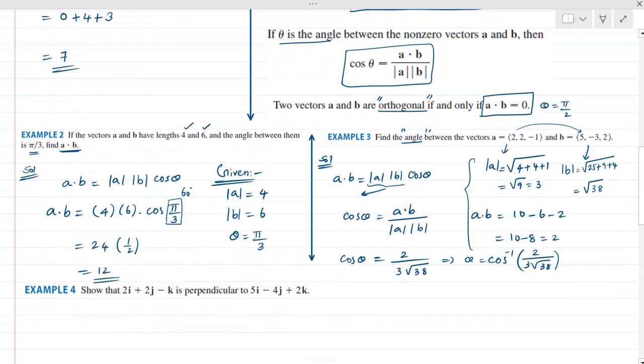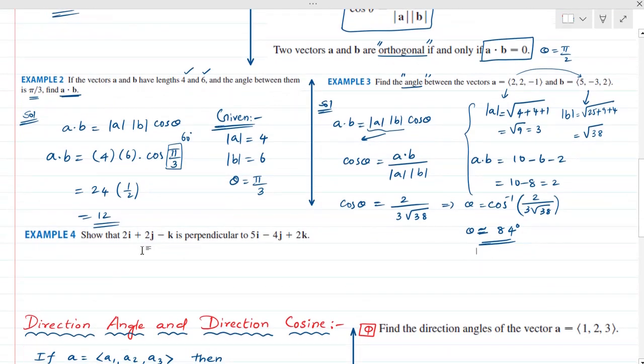After substituting the values using the calculator, we will get the value equal to 84 approximately. This is 84 degrees. So this is how we calculate the value of the angle theta.